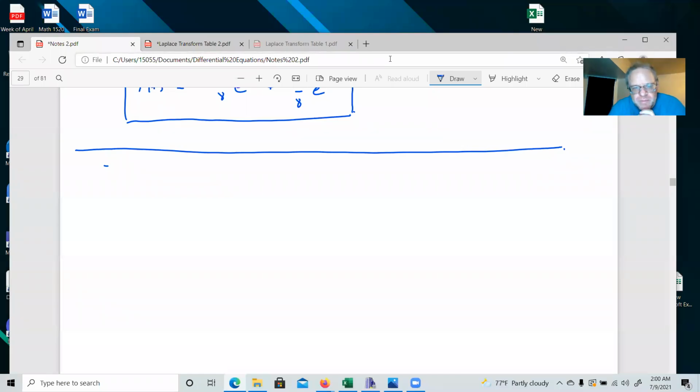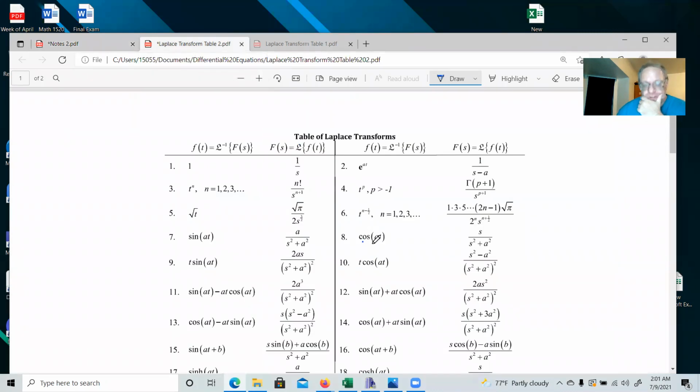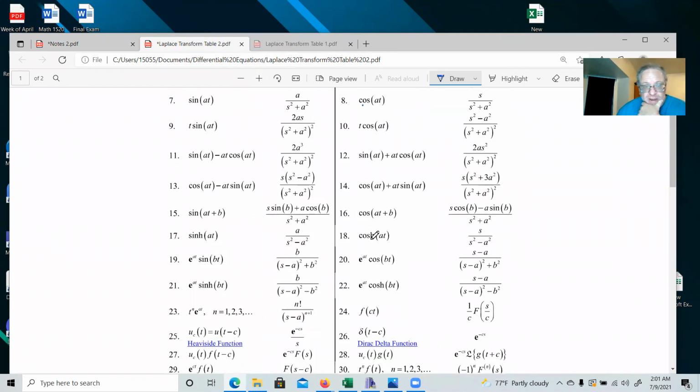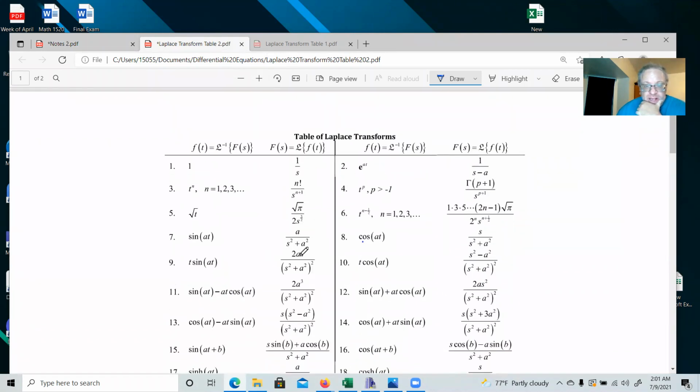All right, welcome back to differential equations here. So we are going to be talking about inverse Laplace transforms today. As usual, you will have access to a chart. Okay, so you're expected to be using this as you're doing it.